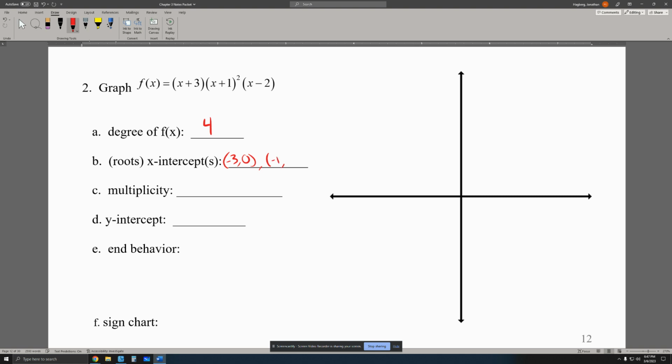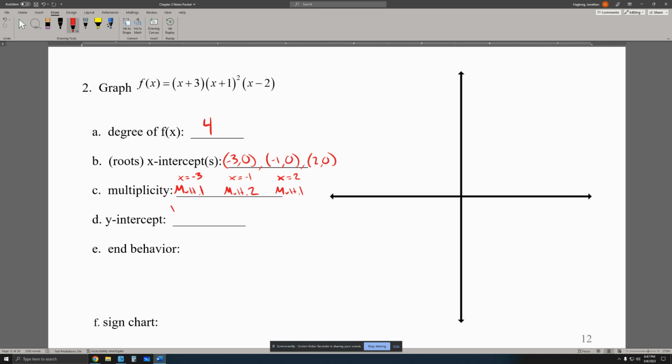We have -1, 0. And we have 2, 0. Multiplicity of each of these zeros: the one at x equals -3 has multiplicity 1. The 0 at x equals -1 has multiplicity 2. And the 0 at x equals 2 has multiplicity 1.